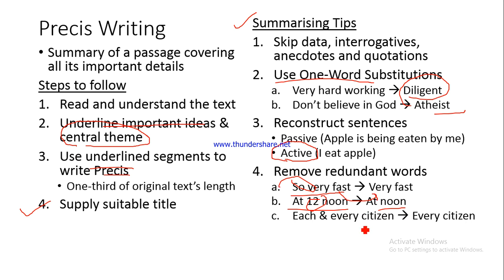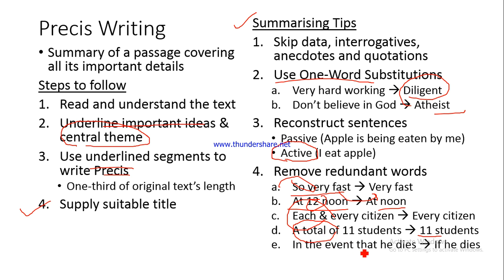Now then, each and every citizen should follow the traffic rules. Rather than writing this, you can remove each, which is the redundant portion, and simply write every citizen should follow traffic rules. So this is how you can reduce the length of the sentences. A total of 11 students. Naturally, you want to say 11 students. If you write 11 students, that is more than sufficient. So you don't need to write a total of 11 students. Fine. So this is how you are removing the redundant words. In the event that he dies, agar wo mar gaya to, you can simply remove the event that, and convert it into if he dies. So this is how you can summarize while you are writing a précis.